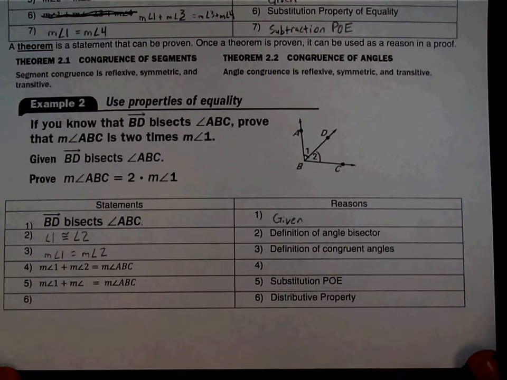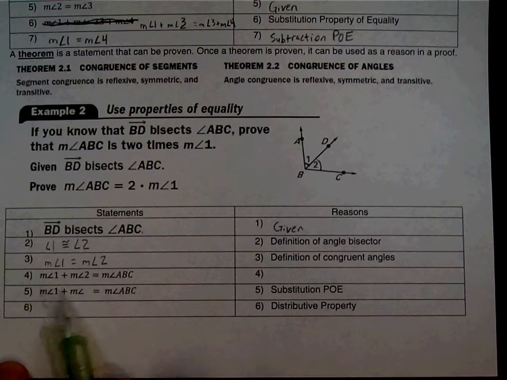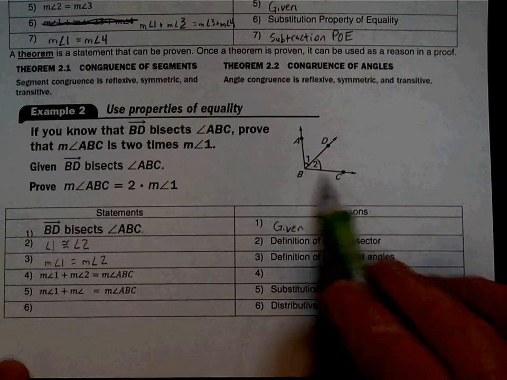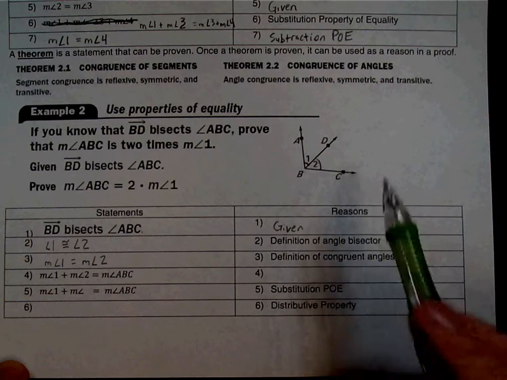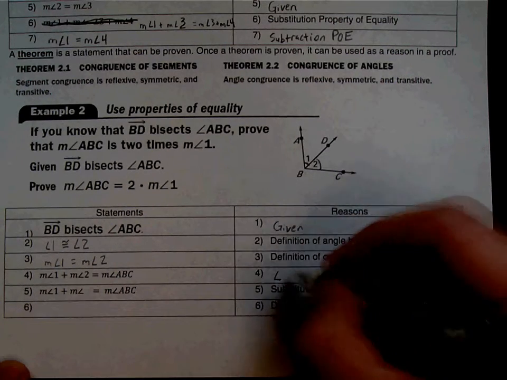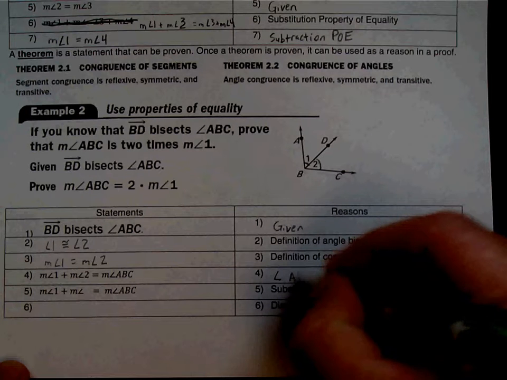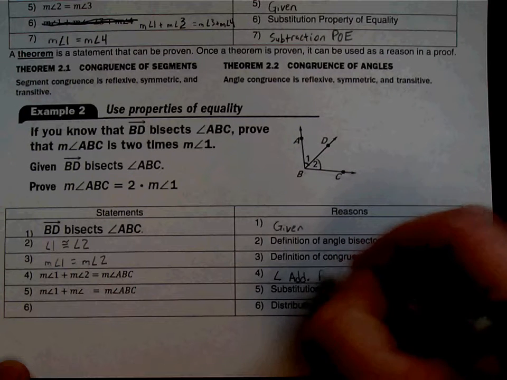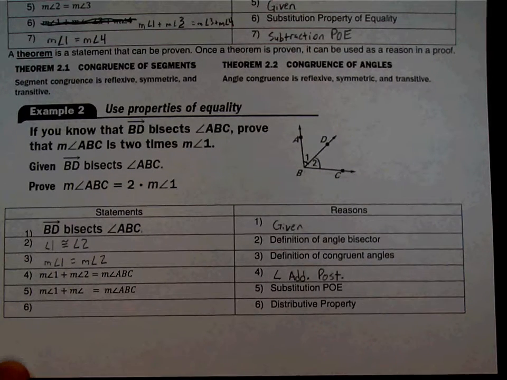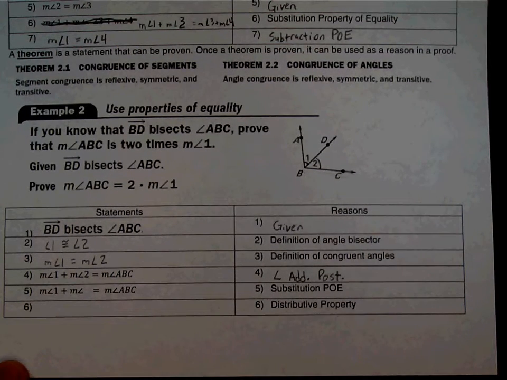Okay, step number 4. Measure of angle 1 plus the measure of angle 2 is equal to the measure of angle ABC. Let's look at the picture. 1 plus 2 add together to make the whole angle ABC. Well, that's an angle addition postulate again. We just had that in the previous problem, 2 of them. Angle addition, you'll see that I'll use some abbreviations here. Postulate. The 2 small parts add together to make the whole thing.